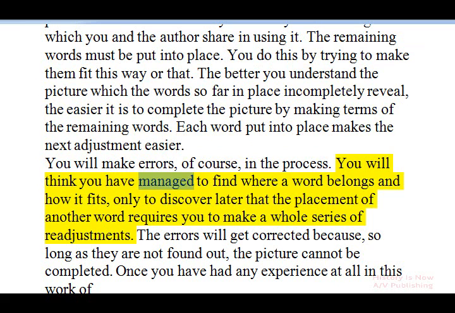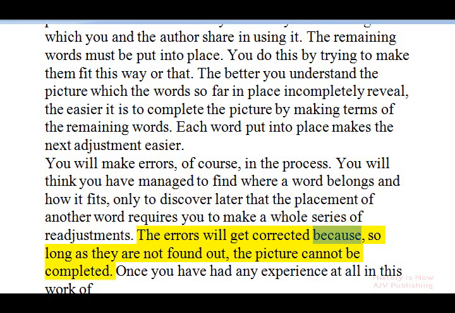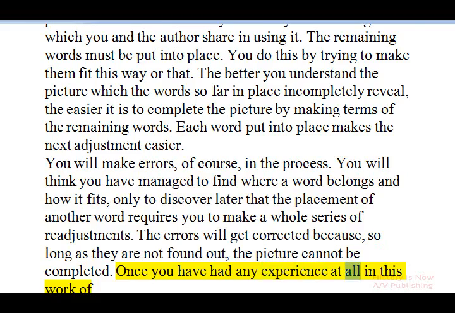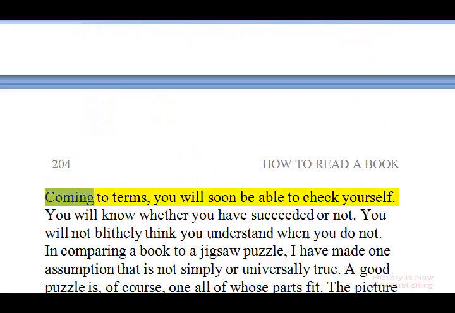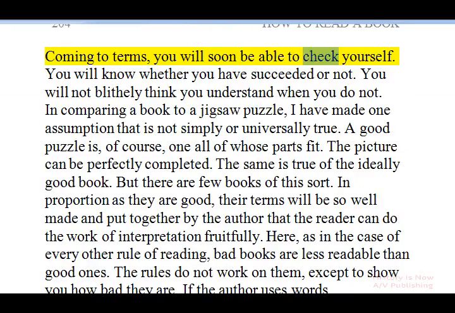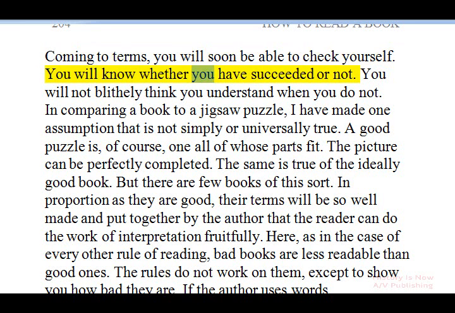You will think you have managed to find where a word belongs and how it fits, only to discover later that the placement of another word requires you to make a whole series of readjustments. The errors will get corrected because, so long as they are not found out, the picture cannot be completed. Once you have had any experience at all in this work of coming to terms, you will soon be able to check yourself. You will know whether you have succeeded or not. You will not blithely think you understand when you do not.